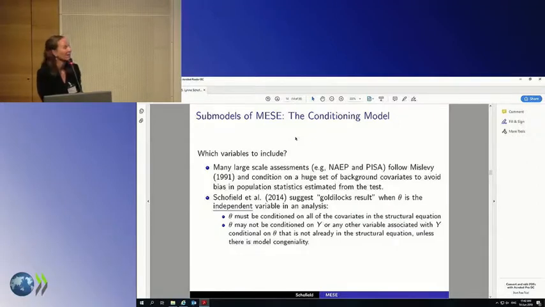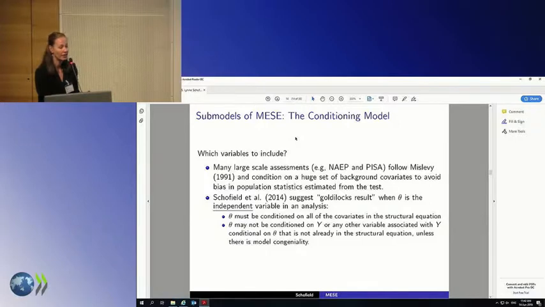And what we suggest, and what the law of total probability in some sense tells us, right, we have to follow it, it's a law, yes, is that theta should be conditioned on all the covariates that are in the structural equation, but it should not be conditioned on y or any other variable associated with y conditional on theta that's not already in the structural equation.